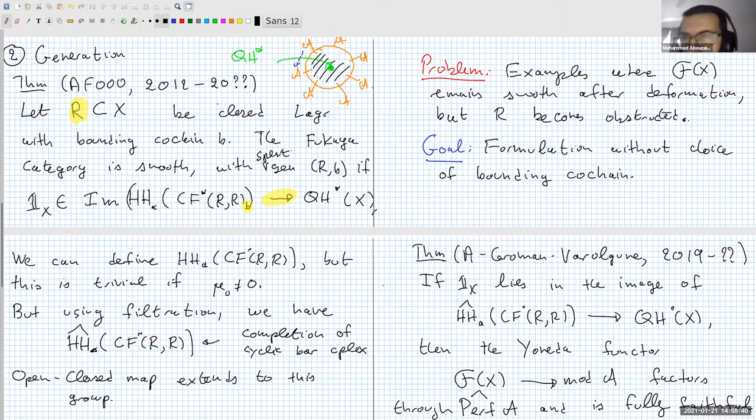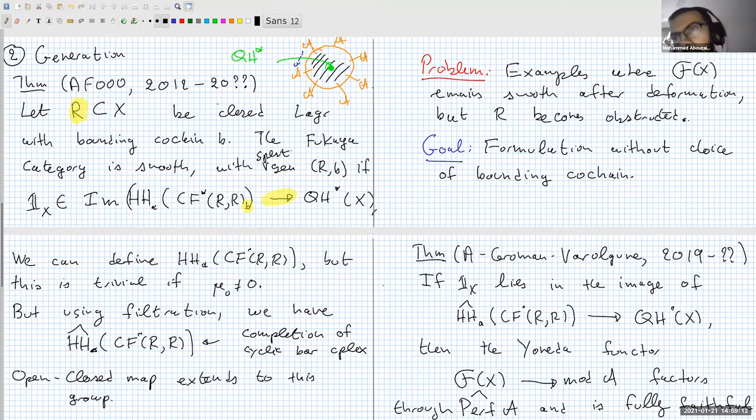So as I said before, one of the things that's annoying with this result is that it's not too difficult to come up with examples where the Fukaya category remains smooth when you deform, but R, this Lagrangian, becomes obstructed. Again, what it means here is that it doesn't support any bounding cochain. You can't just correct the bounding cochain to handle this situation. And so what I want to do is have some formulation of what it means to generate the Fukaya category which does not rely on the choice of bounding cochain.